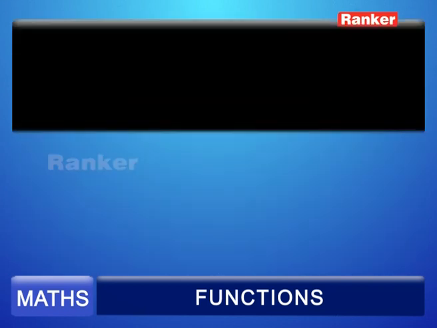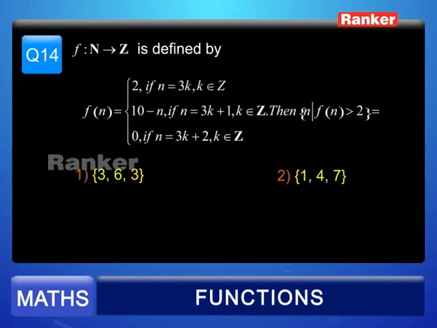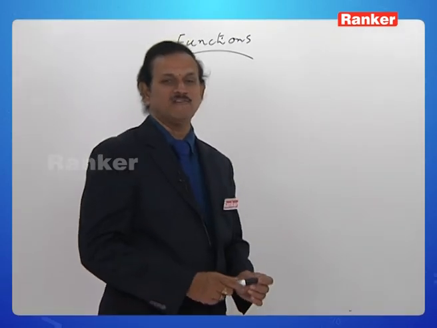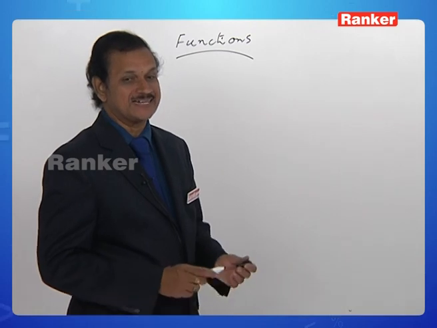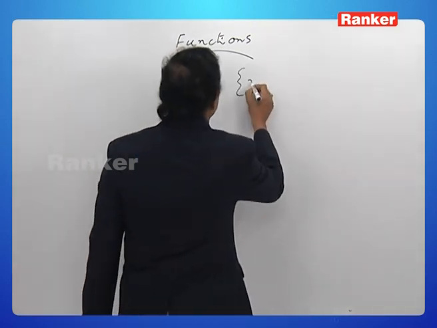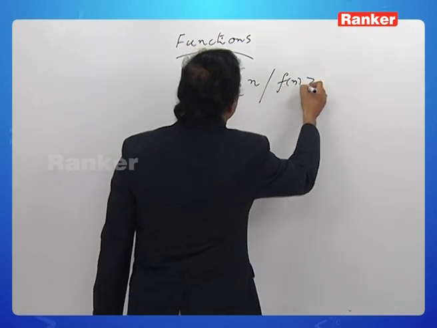Now the question is, f is a function from n to z, set of natural numbers to set of integers. It is defined by f of n is equal to 2 if n is equal to 3k, k belongs to z. F of n is equal to 10 minus n if n is 3k plus 1, where k is an integer. And it is 0 if n is equal to 3k plus 2 for k belongs to z. Then the question is, what is set of all n such that f of n is greater than 2? That we require.